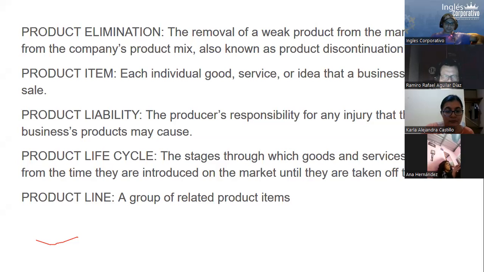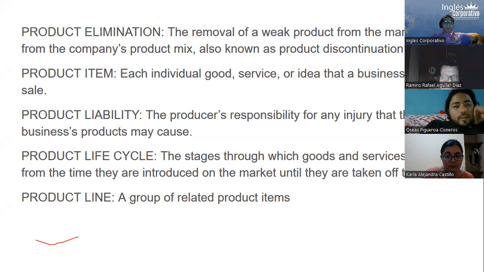Product line. Okay, I'm going to read the more difficult concept. Product line, a group of related product items. That is it. So you can have different items, different products, but they are in the same purpose, or they are related. For example, you have coffee, and you have cream for coffee, and you have sugar. All those products are related, so you can put them together. Good. Do you have any questions on this slide? Any pronunciation question or vocabulary question?